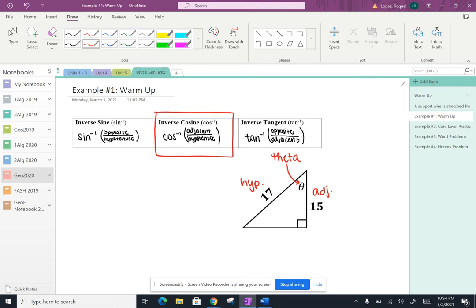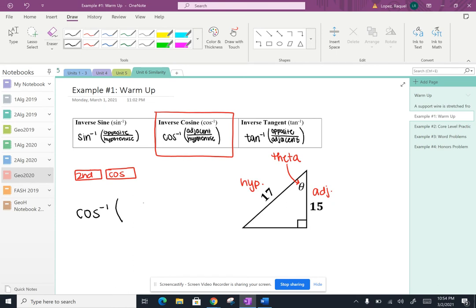Now, the way that I would plug this into my calculator is, and my calculator app isn't working, so I apologize for that, but you would hit the second button, and then you would hit the cosine button. And what's going to pop up in your calculator is a text that looks like this. So it's going to be cosine to the power of -1. So that means we're using the inverse of cosine.